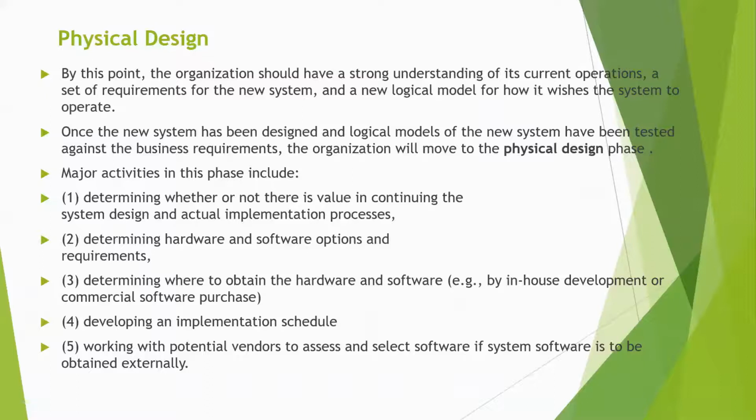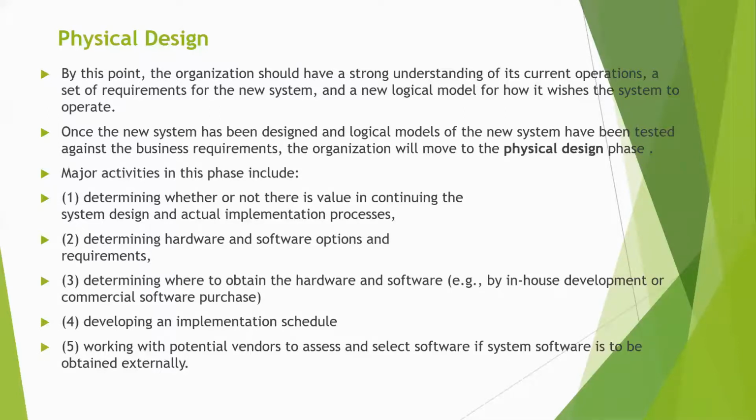So now we will be discussing the second main component of designing a system, that is the physical design. Physical design is simple, as we discussed earlier. It talks about the hardware or the software that is required for supporting the business process or the logical process. By this point, the organization should have a strong understanding of its current operations, a set of requirements for the new system, and a new logical model for how it wishes the system to operate.